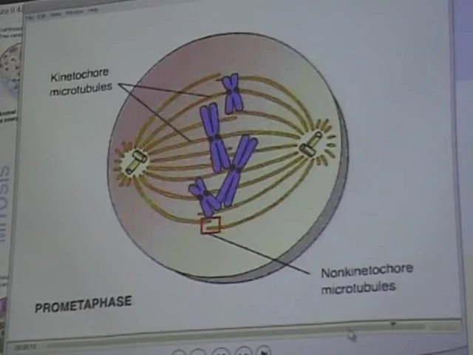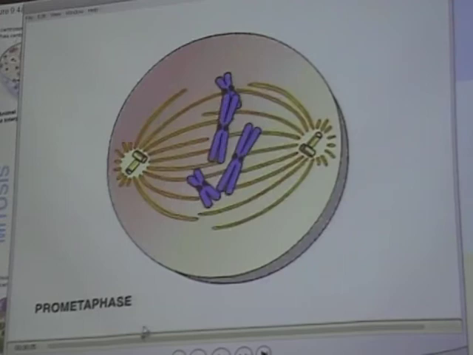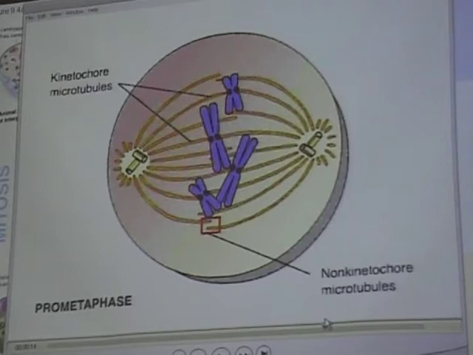So basically, our book does pro-metaphase as prophase. The centrioles continue, the nuclear membrane dissolves completely, and the chromosomes attach to the spindle fibers. So, in our book, prophase and prometaphase are both prophase. So, all that happens in prophase.